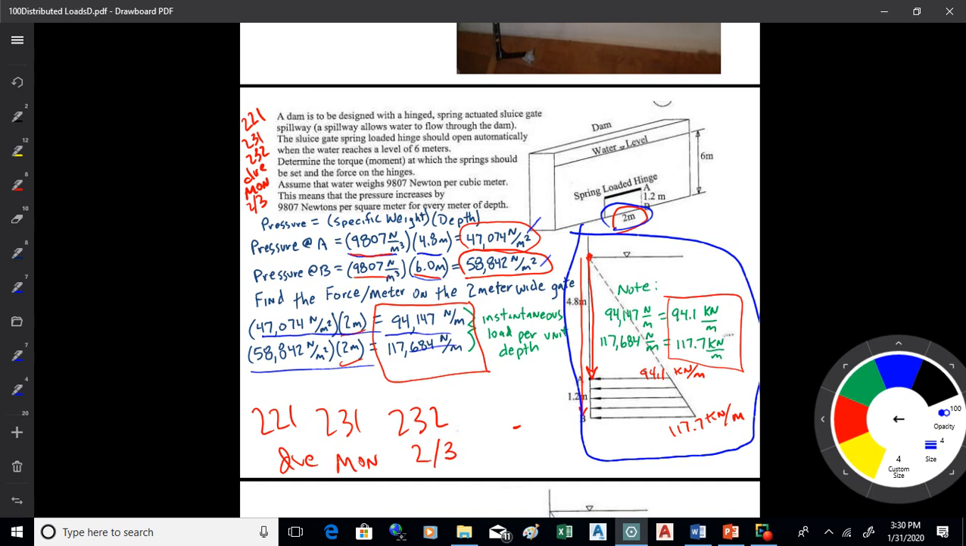Okay, so we're doing all right with that? That's where we got last time. A specific weight is always going to be given to us. You'd have to know it for the fluid you're working with. Commonly, it's water in a situation like this. So yes, it would have to be a given.